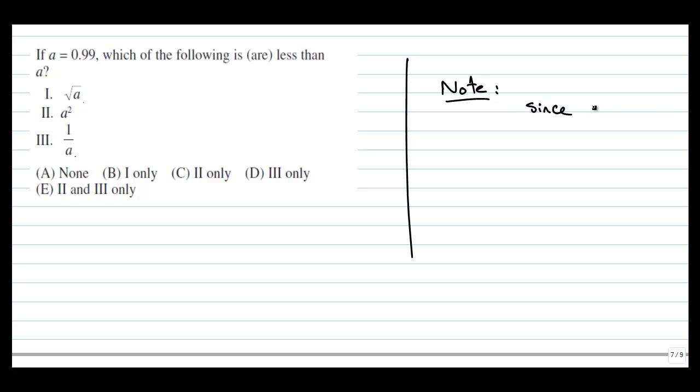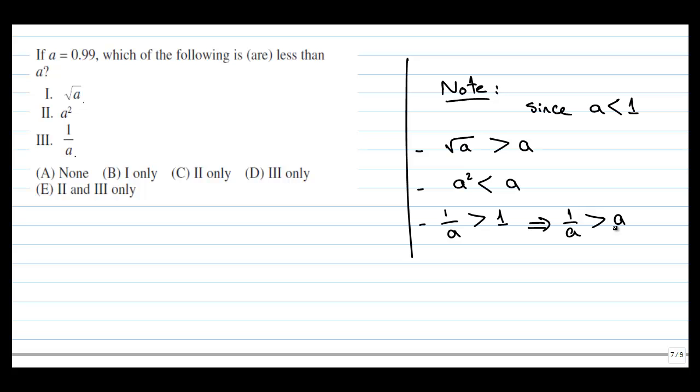Since a is less than 1, a is a decimal number less than 1. Directly, you have to know that the square root of a will be greater than a. If you square a, it will be less than a. And if you flip a, it will be greater than 1, which means 1 over a will be greater than a. Definitely.